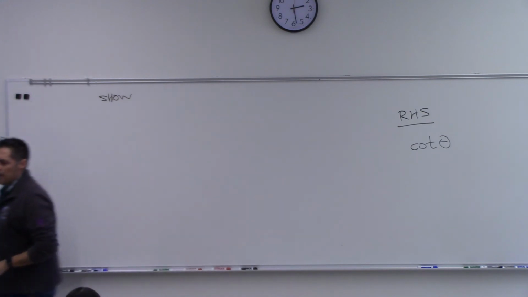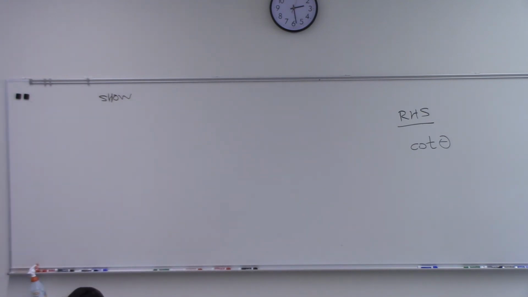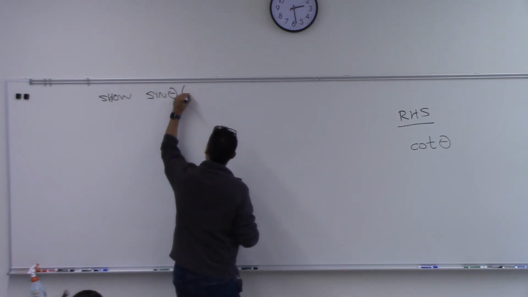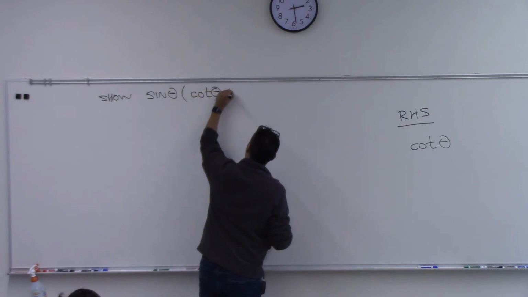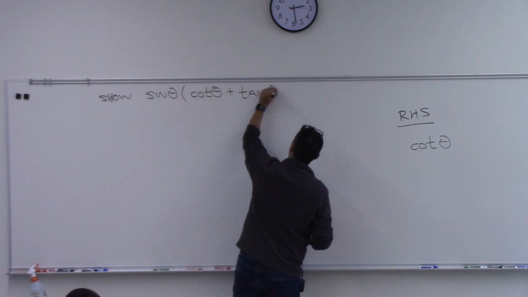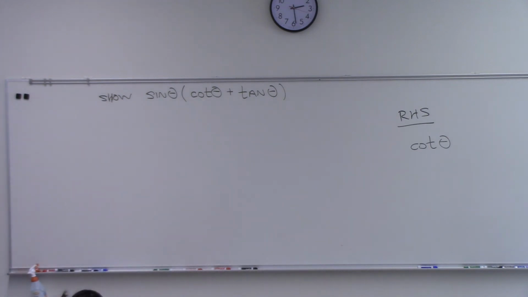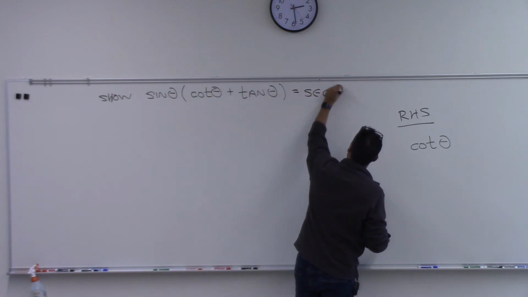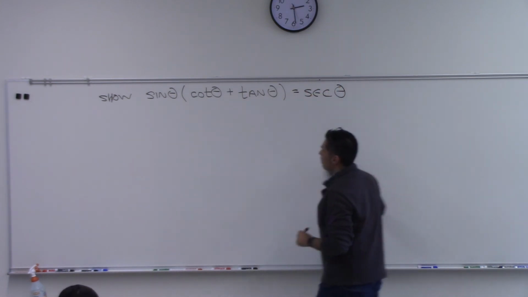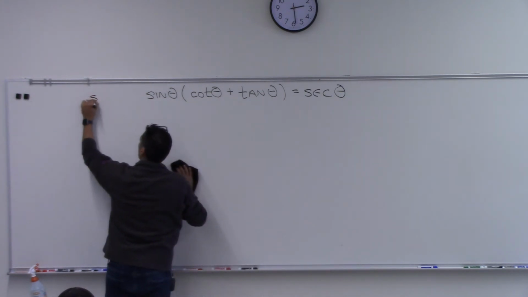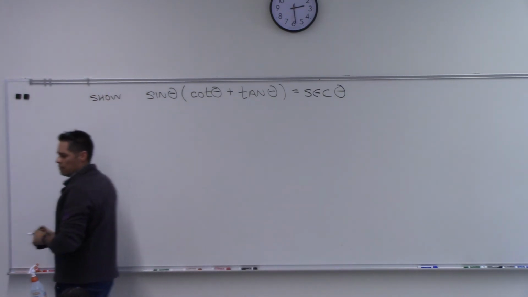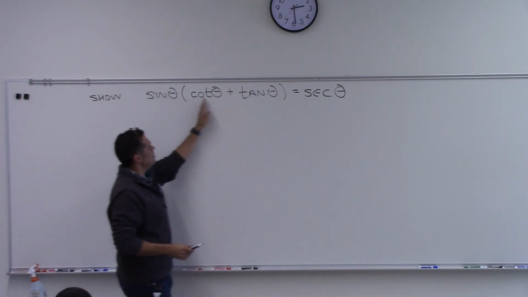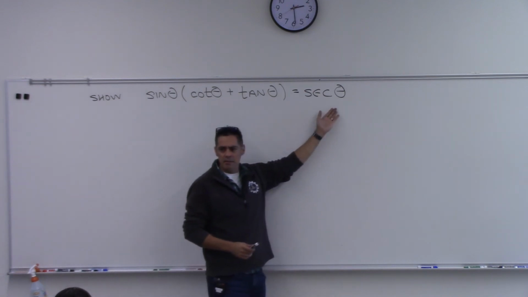Show that sine theta times, in parentheses, cotangent theta plus tangent theta, let me just double check that. Yeah, equals secant theta. Show that that's true. Prove to me that this big ugly statement over here is really just secant theta.